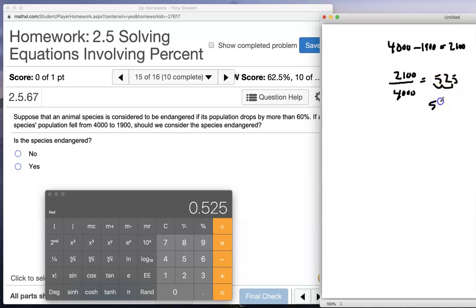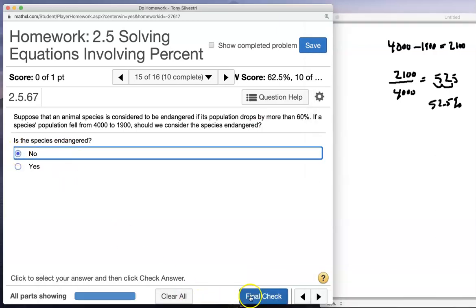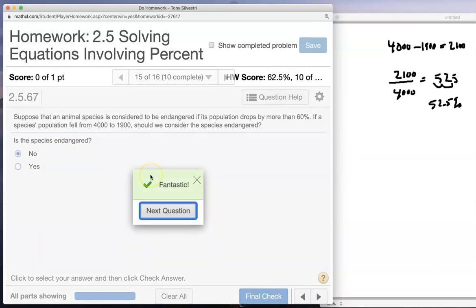I don't want 0.525. I want 52.5%. Now, let's see. It only dropped 52.5%. Still a lot of animals died, but it didn't reach the magic number of 60, so I'm going to say no to answer that question. Great. That's what you're going to do for that one.